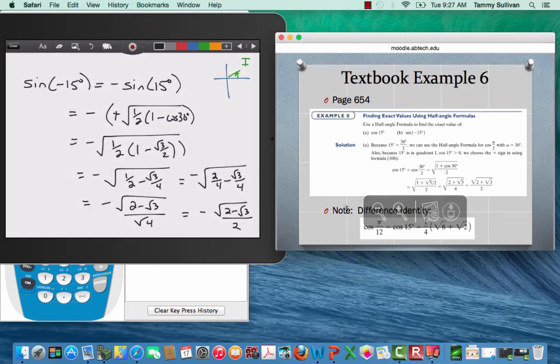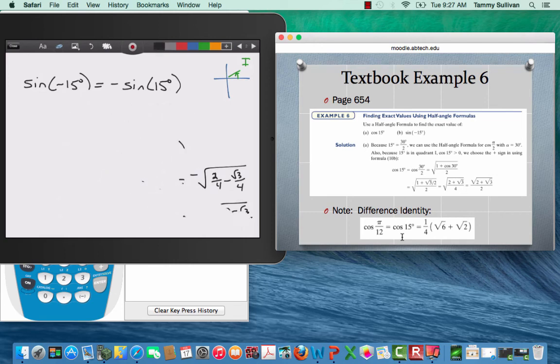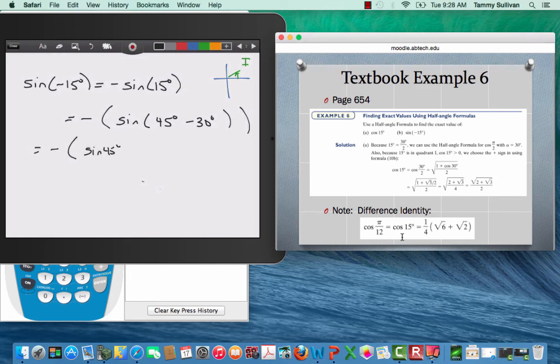Now if you'll notice down here, you didn't have to use the half angle formula. You could have actually used the difference formula, like with the cosine. So let me show you that. I could have said, well, wait a second, 15 degrees is the same thing as 45 degrees minus 30 degrees. And then you could have had negative sine 45 degrees cosine 30 degrees minus cosine 45 degrees sine 30 degrees. And that would have been another way to solve this problem.